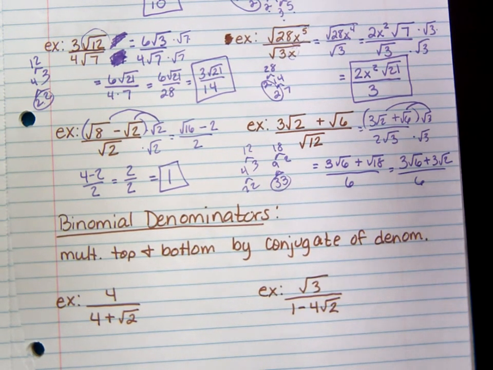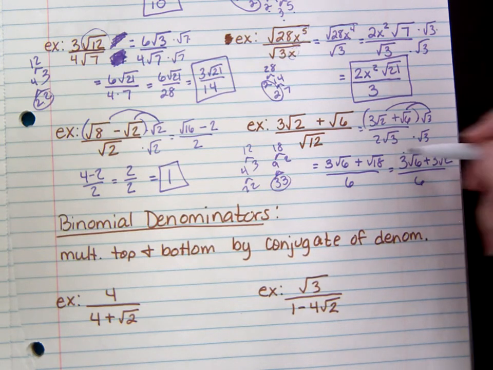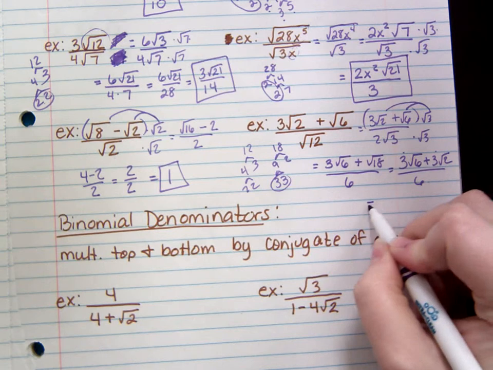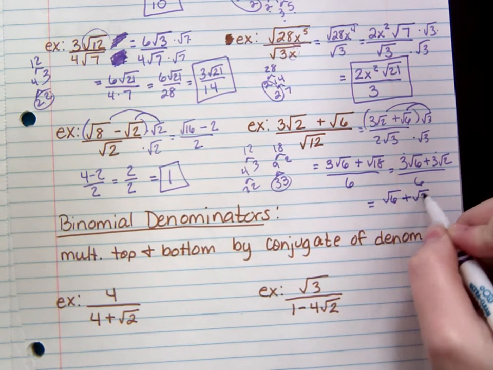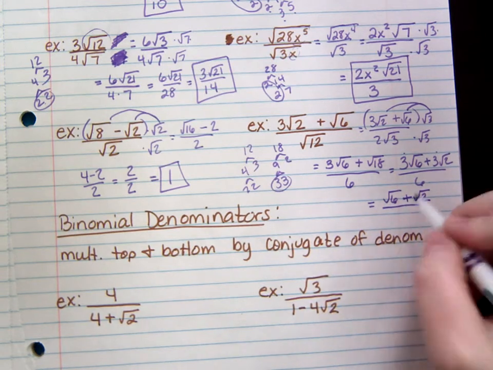But I can still simplify. Always make sure you've got it in simplest form. 3, 3, and 6 are all divisible by 3, so I get square root of 6 plus square root of 2 over 2.